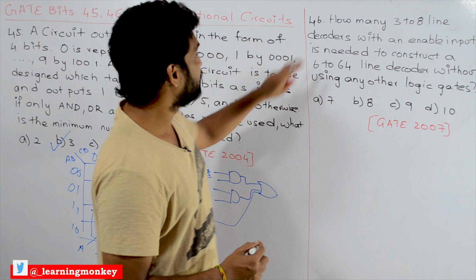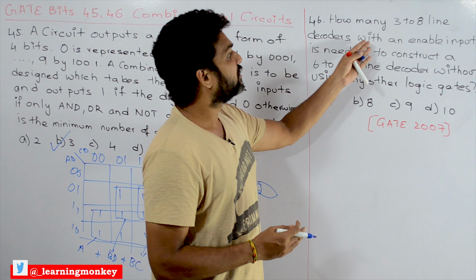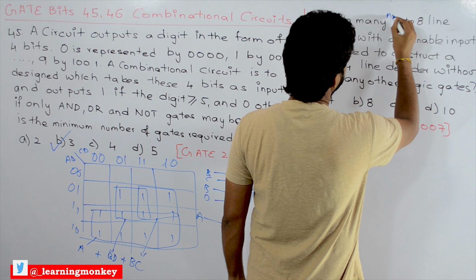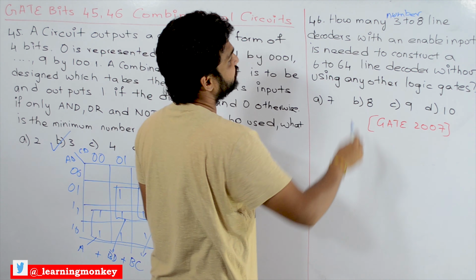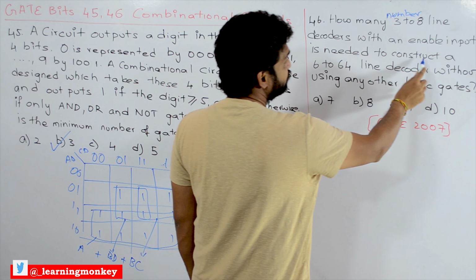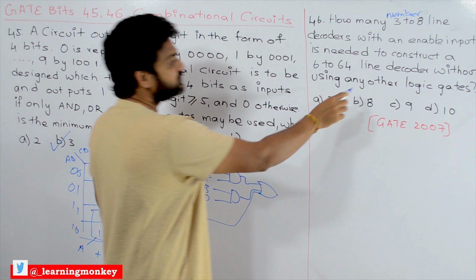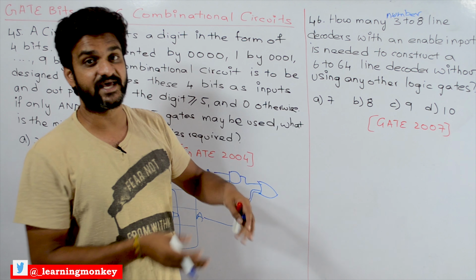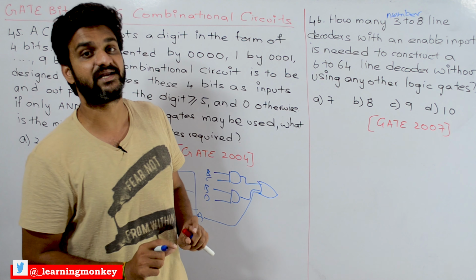Now coming to this bit: how many 3 to 8 line decoders with an enable input are needed to construct a 6 to 64 line decoder without using any other logic gates? These concepts we have already discussed in the expansion of a decoder by using small decoders. There we have clearly explained.